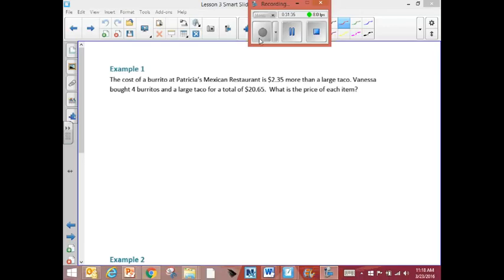I know some of the steps to them. Step 1, whatever the 2 things they're talking about, give them a name. Usually use the first letter in the name. So we're talking about burritos and we're talking about tacos. All right, let's see what they're saying about tacos. The cost of a burrito at Patricia's Mexican restaurant is $2.35 more than a large taco. Well, how much is the taco? I don't know. That's why I put a letter T. How do I write out that first sentence? The cost of a burrito. Okay. A burrito costs the same amount as a taco. Good. Got it.